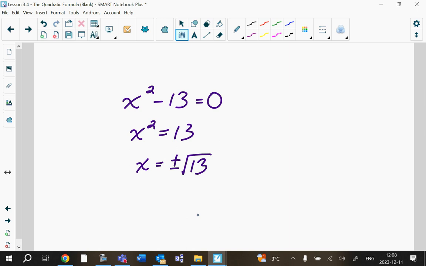Like here, what would I use? We're not solving it. I don't even know if you can factor it. But what would I use? Factoring, quadratic, or plus minus square root? Why? Which method? The plus minus square root, because there's no x term. There's only two terms here. You've got to be able to recognize the difference.